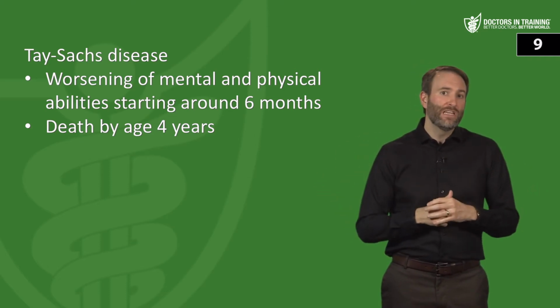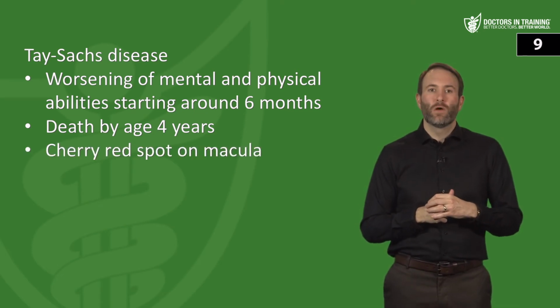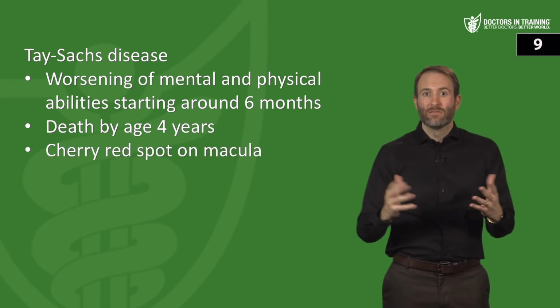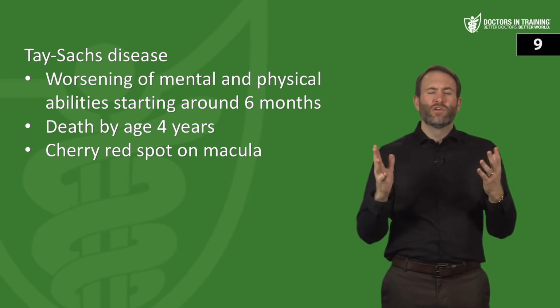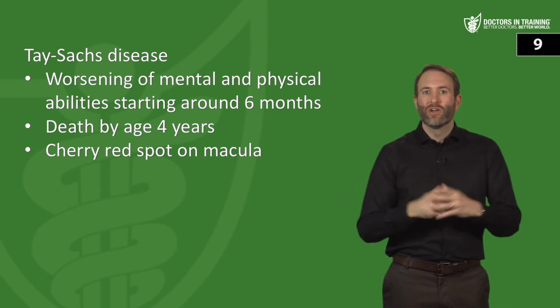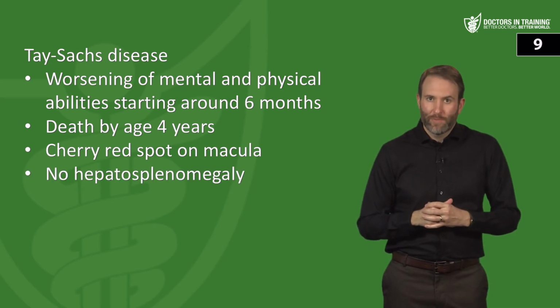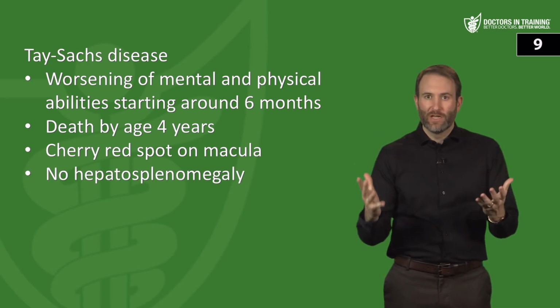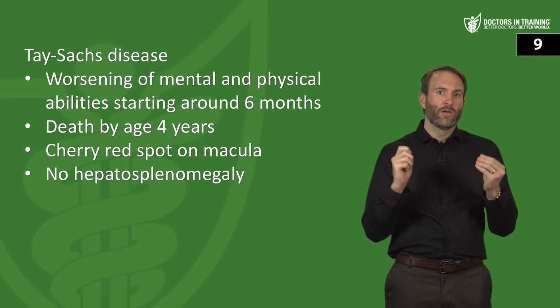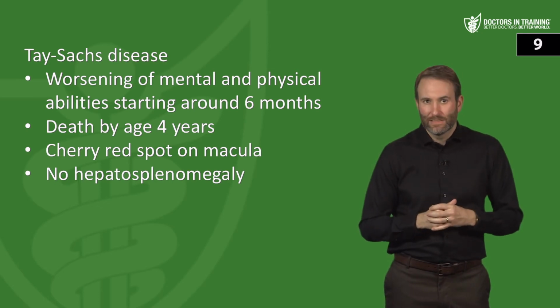Now, similarly to Niemann-Pick, we see the cherry red spot of the macula in Tay-Sachs. Now, it can actually be kind of difficult sometimes to differentiate Tay-Sachs from Niemann-Pick on a Step 1 question. Now, one clue is that there is no hepatosplenomegaly in Tay-Sachs patients, but there is going to be that hepatosplenomegaly in patients with Niemann-Pick disease.